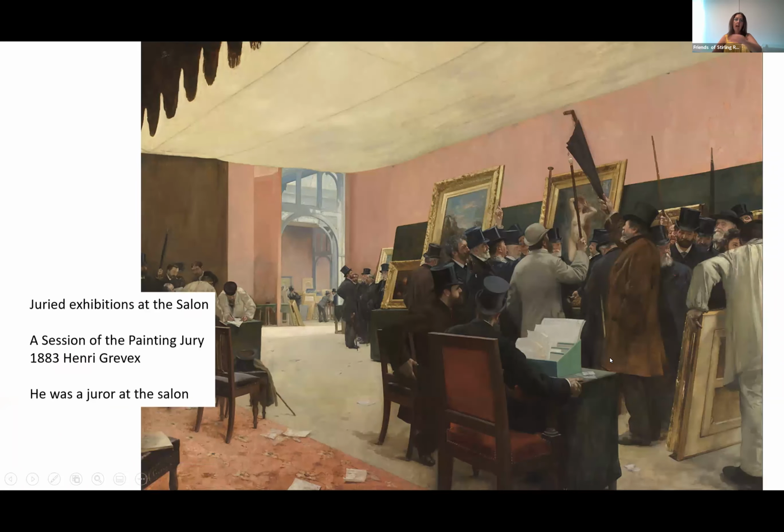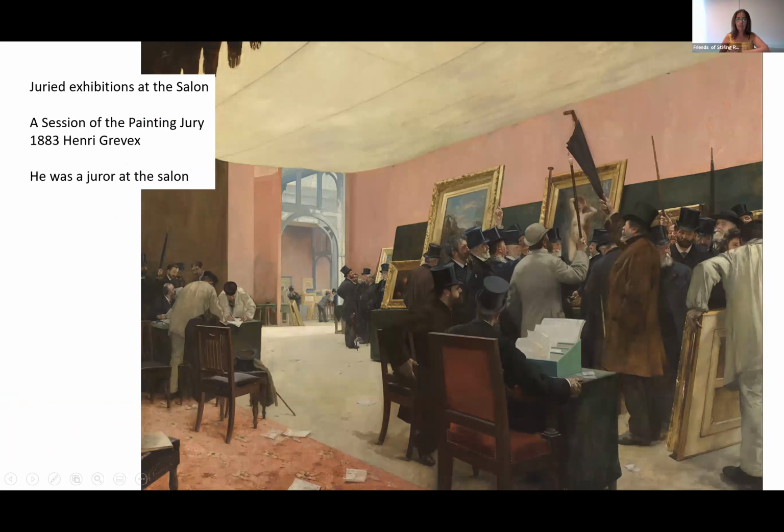I mentioned the Salon, the official Salon. It was a juried exhibition every year. Here we have a painting by Henri Gervex. By the way, Henri Gervex was also a juror at the Salon. So what he's painting here is exactly what he was looking at. So even though he's not an Impressionist, we see how the academy worked. You had to present your work. You had to be accepted, of course, and then you would have your work being exhibited. And if you were lucky, somebody would buy it.